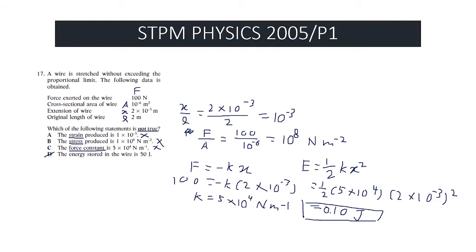And by the way, this formula for the energy store can also be written as 1 over 2 Fx. You will get the same answer because the F is just minus kx. If you substitute this inside, you will get the formula I use. But both will give you a correct answer.